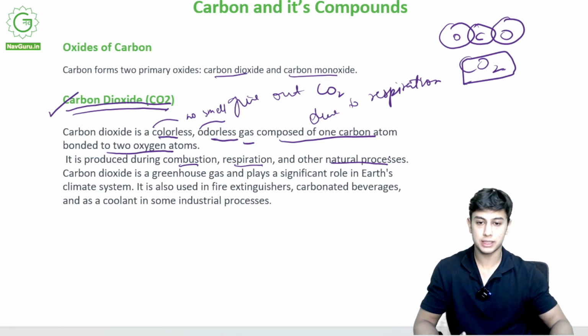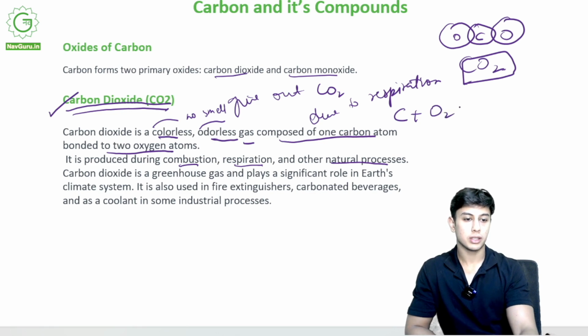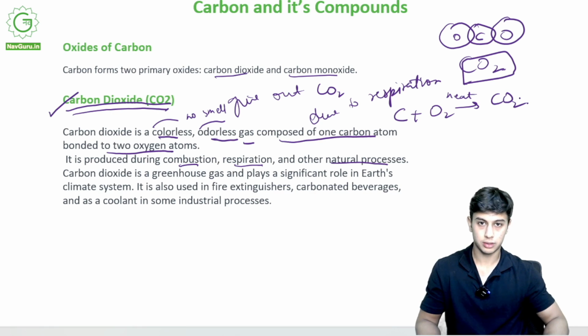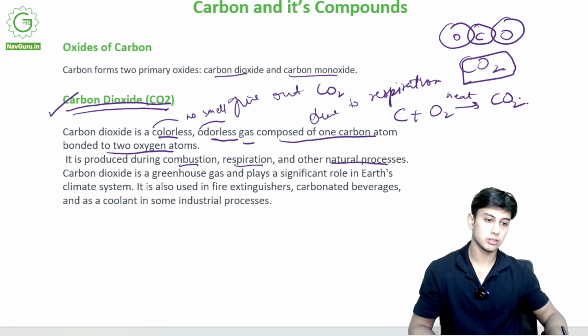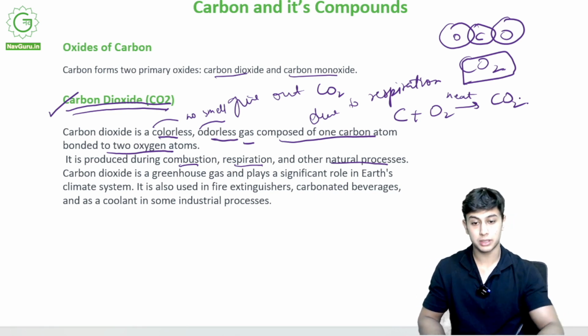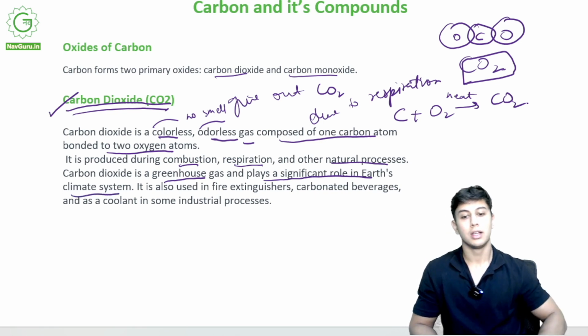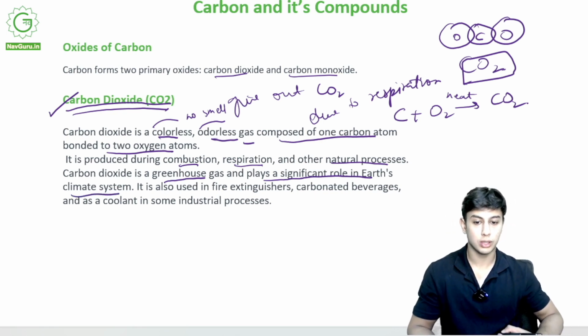Whenever you burn something in the presence of oxygen, whenever you burn carbon with oxygen and heat, you get CO2. What is our body doing? I am taking in oxygen, I am carbon based and I am giving out CO2. I'm burning the food inside. What I consumed, I'm burning it, and CO2 is being produced. Food is carbon based. Carbon dioxide is a greenhouse gas and plays a significant role in Earth's climate system.